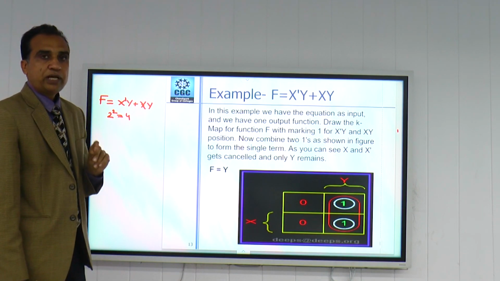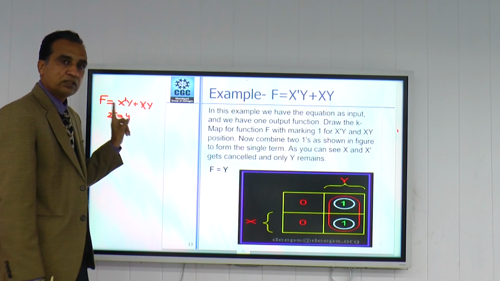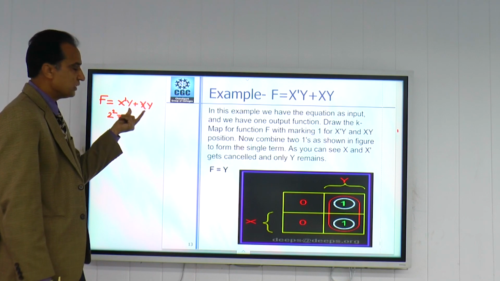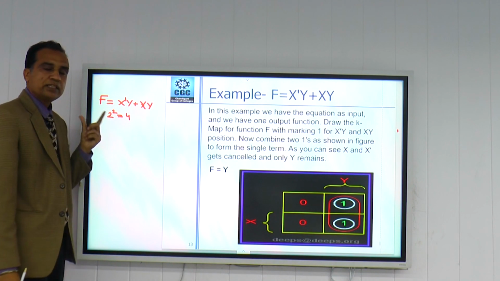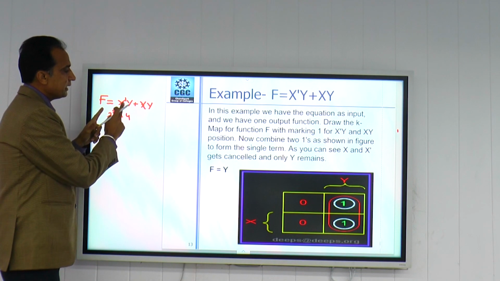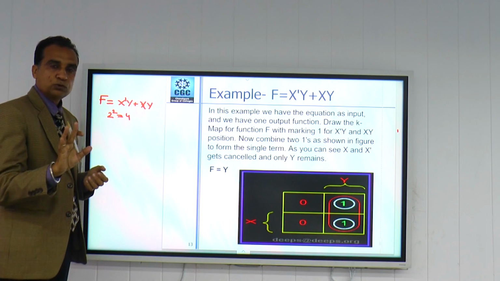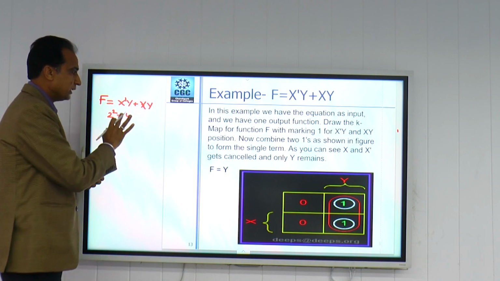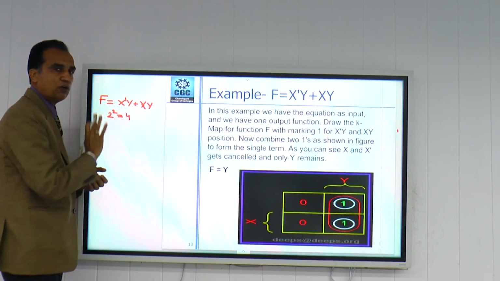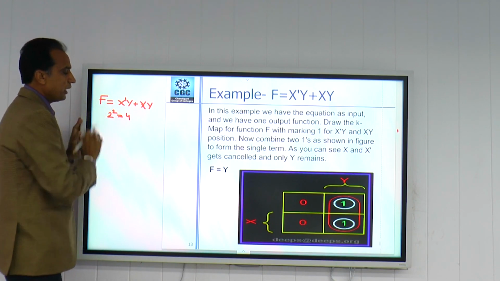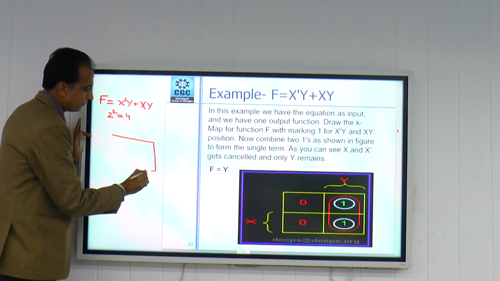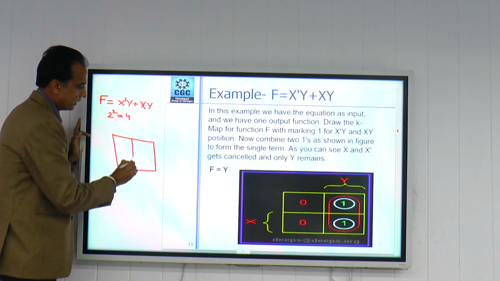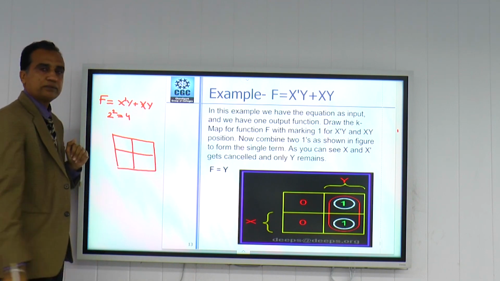Second thing, we have to check whether this equation is in canonical form. Yes, this equation is in canonical form. How we can check? Because this equation contains 2 variables and each and every term contains those 2 variables, either the variable itself or in the form of a complement. Now we have to draw a K-map. How many square grids are required? 4 square grids are required. So I draw 4 squares.